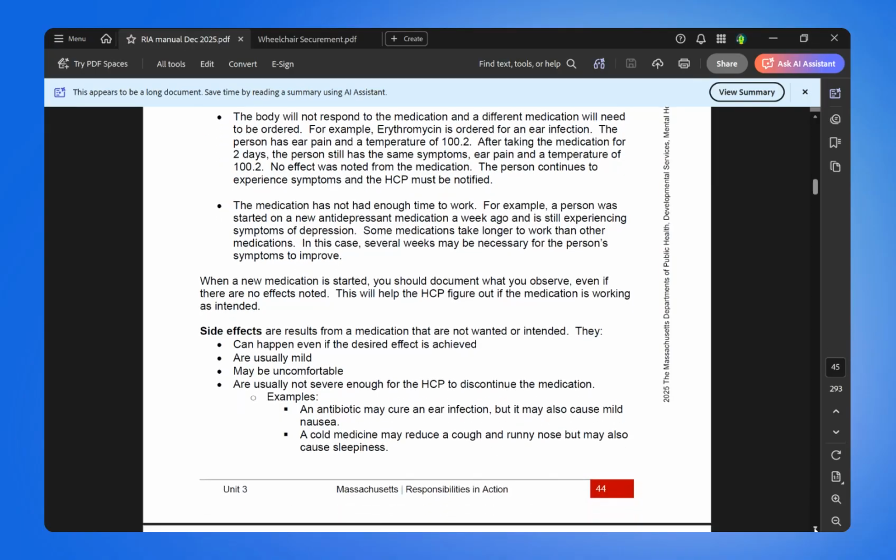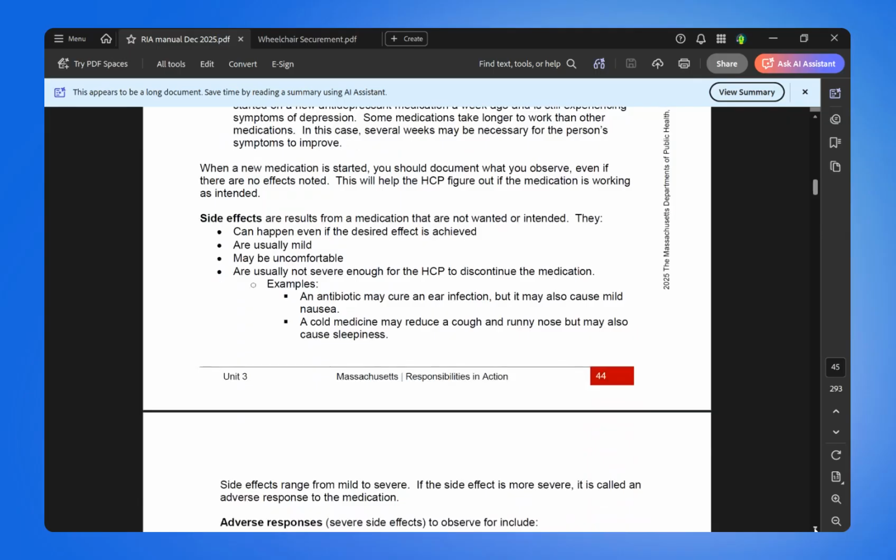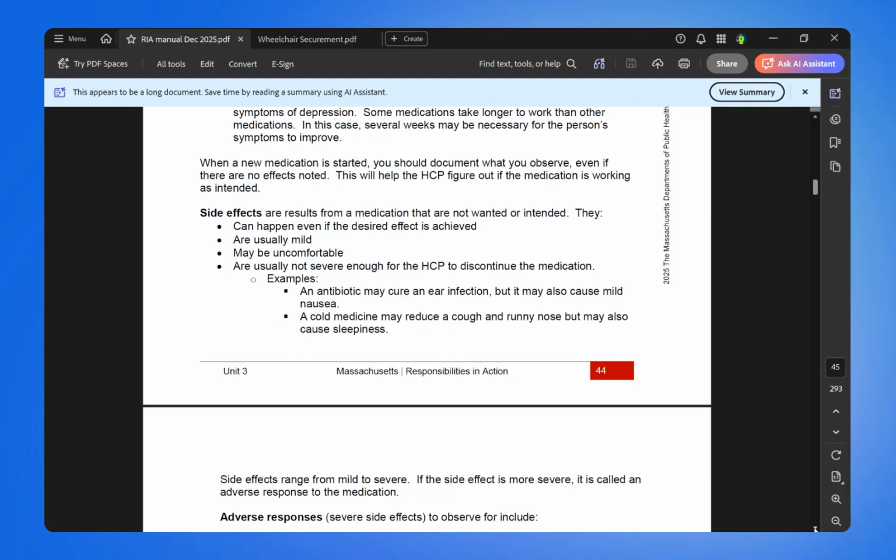The other thing that can happen is side effects. These are a result of a medication that are not wanted or not intended. They can happen if the desired effect is achieved. Sometimes they can be mild. They may be uncomfortable, and they are not usually severe enough for the healthcare provider to discontinue the medication. Some examples might be an antibiotic may cure an ear infection, but it also might cause some nausea along with it, or a cold medicine may reduce a cough and runny nose, but also can cause sleepiness.